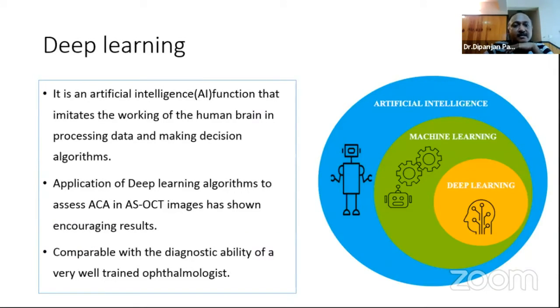It's an artificial intelligence function that imitates the working of the human brain in processing data and making decision algorithms. Application of the deep learning algorithms to assess anterior chamber angle and AS-OCT images has shown excellent results, and probably it is comparable to the diagnostic ability of a very well-trained ophthalmologist.